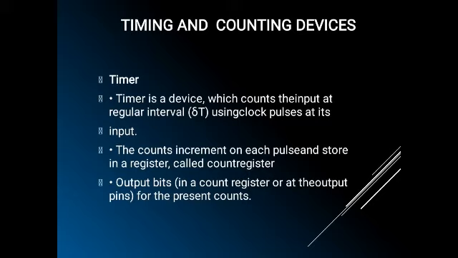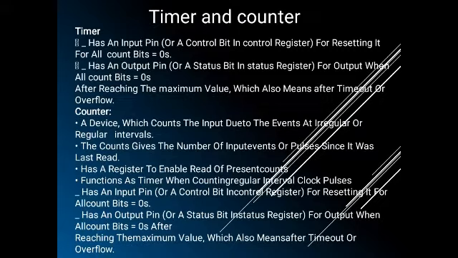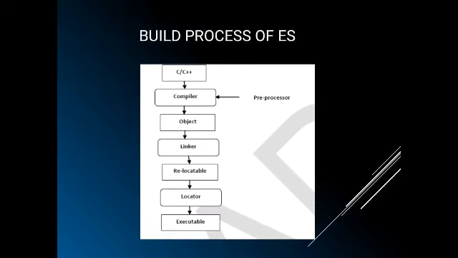Next one is timing and counting devices. A timer is a device which counts the input at regular intervals using the clock pulses generated at the input. The counter counts the events that happen at regular intervals in a process. Okay, that is discussed here. Next we are going to the build process of an embedded system.